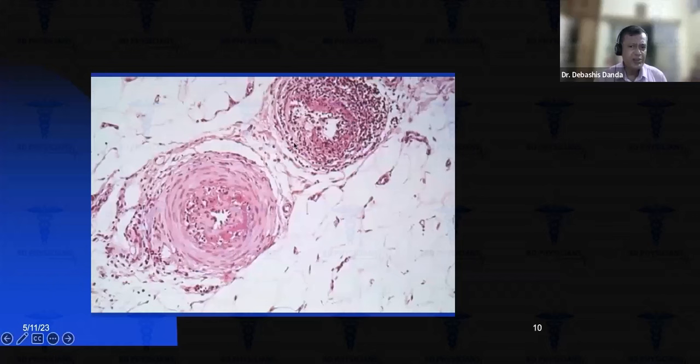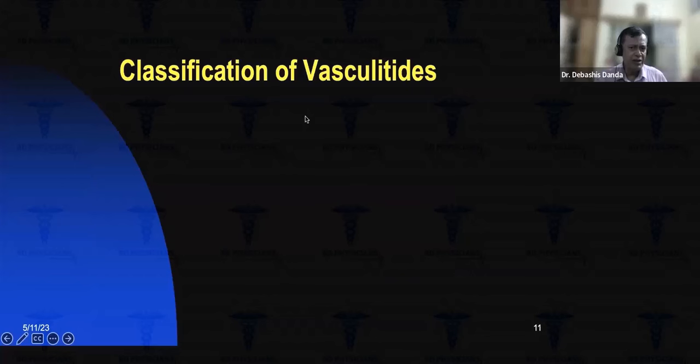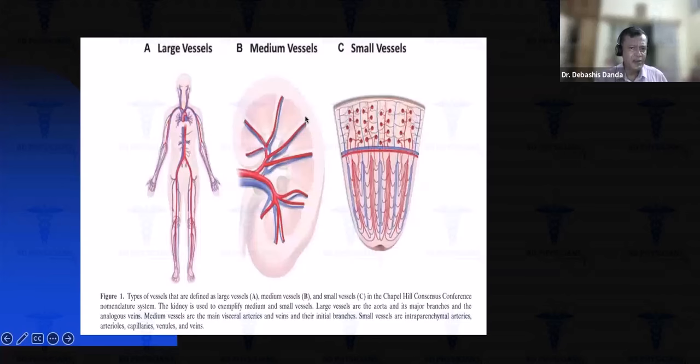So this is a picture of how necrotizing vasculitis can affect the endothelial surface, the intima, media, adventitia. In cases of medium vessel vasculitis, they do not have all the layers involved. They mostly have the media, predominantly, and the intima. So vasculitis is broadly classified as large vessel, medium vessel, and small vessel vasculitis.